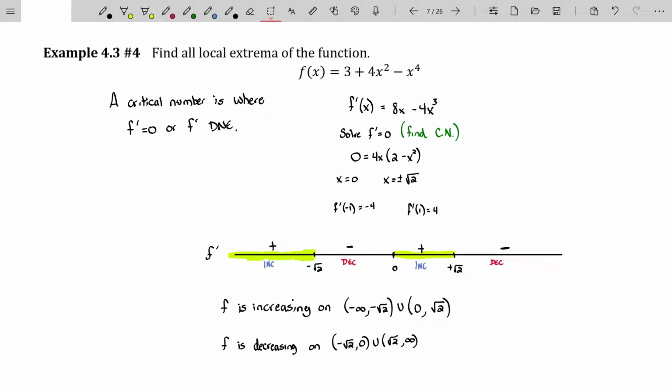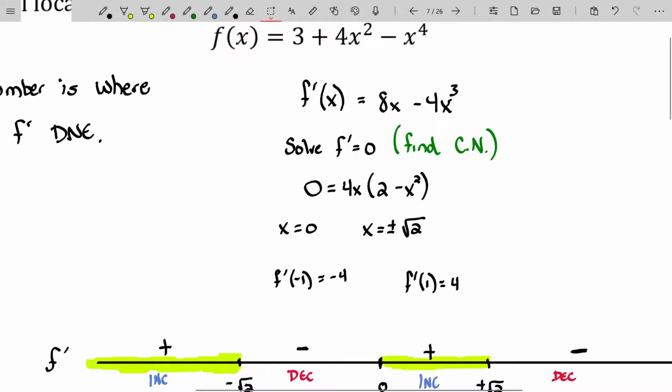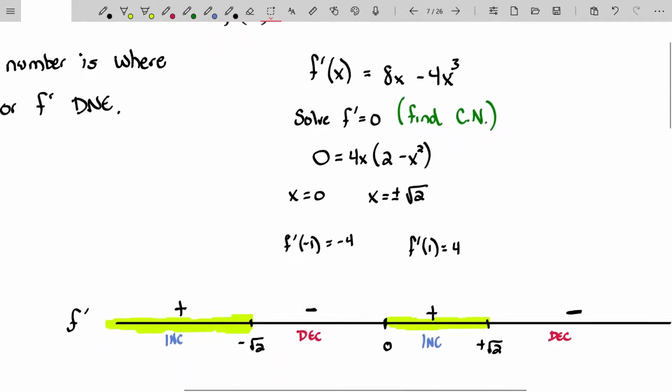Find all local extrema of the function. Now, this function we actually dealt with in the previous video, and our work from that previous video is going to apply here. So each step of the way, we're growing our work. And you can even see I copied even my note that a critical number is where f prime is 0 or f prime doesn't exist. Just to remind you, we needed to find the critical numbers. So we solved f prime is equal to 0. And we found out the derivative is 0 at 0 and at plus or minus the square root of 2.